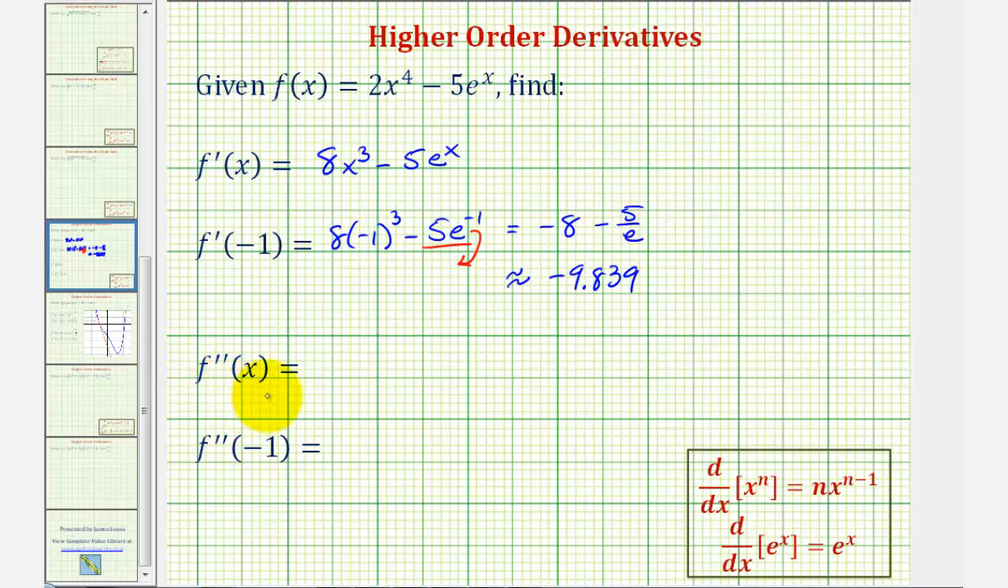Now we want to find the second derivative function, which would be the derivative of the first derivative function. So we want to find the derivative of 8x cubed minus 5 e to the x. Well, the derivative of 8x cubed would be 24x to the second. And the derivative of e to the x is e to the x, so we just have minus 5 e to the x. And now to find f double prime of negative 1, we substitute negative 1 for x.